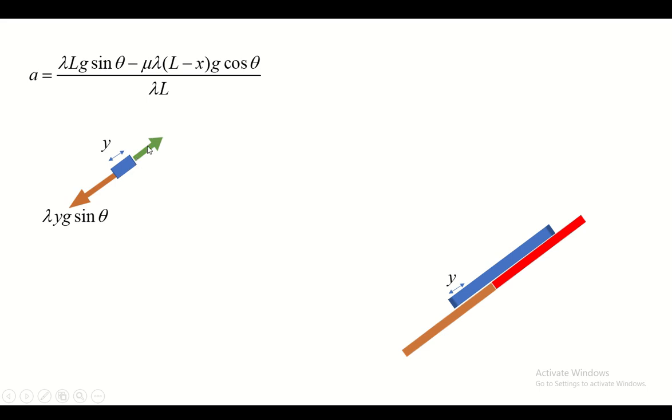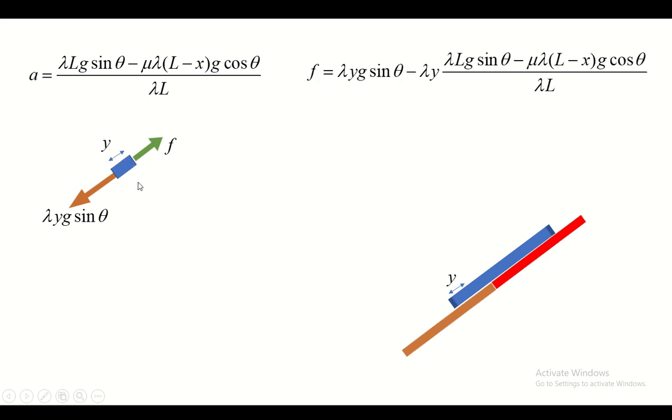It will have a tensile force here, call it F, and writing Newton's law for this, we'll have this expression. This is simple: F minus lambda y g sine theta, so this term I have taken on the other side, is equal to ma. So lambda into y is its mass, and this is the acceleration. The acceleration of this part is the same as the acceleration of the full rod. So from here, on solving, we get the value of F.